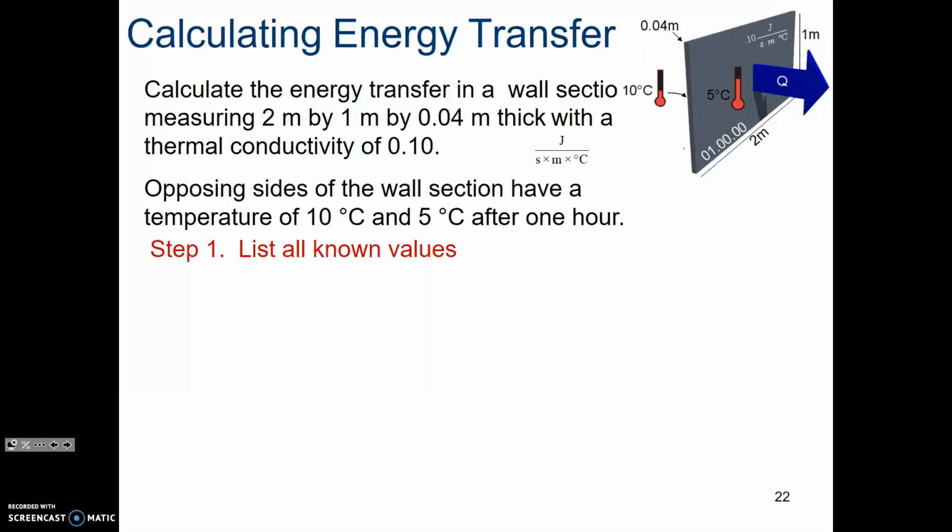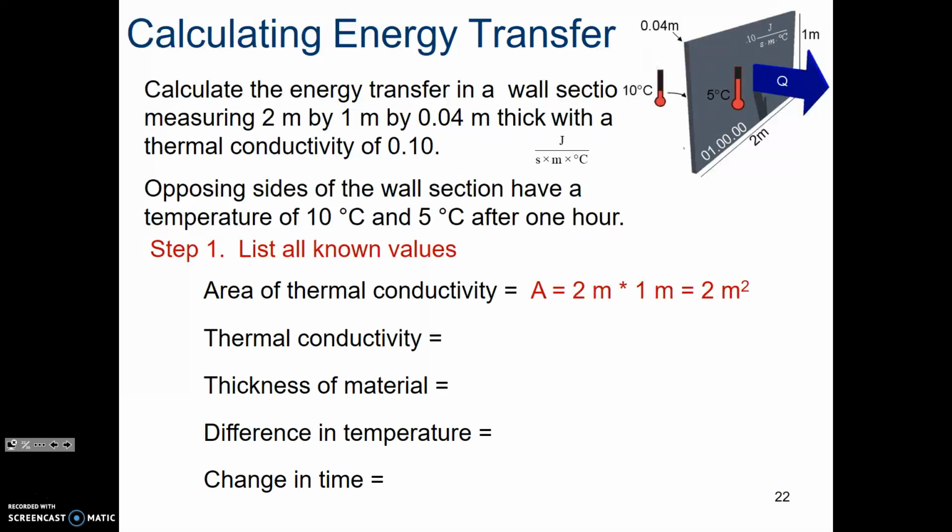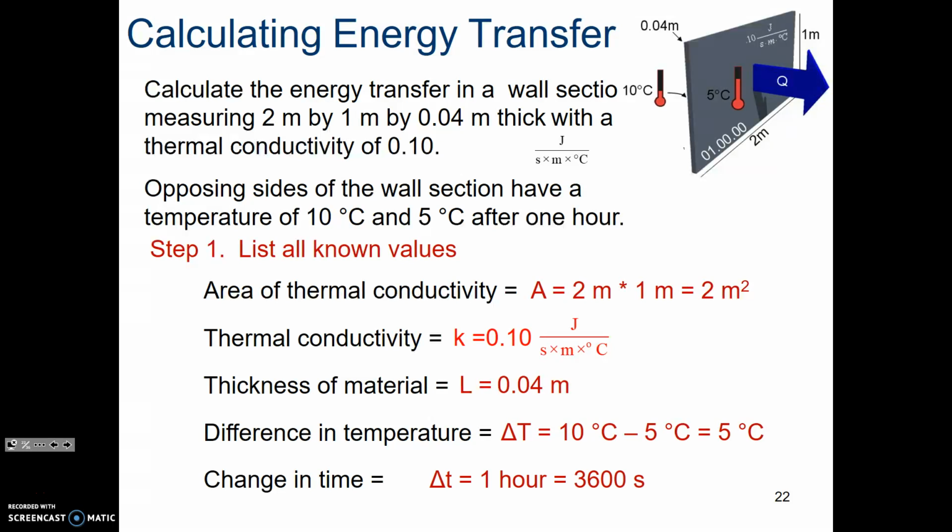So now we need to list all the knowns. We know the area, which is 2 times 1 is 2 meters squared. Thermal conductivity is already given to us in the problem at 0.1. The thickness of the material is only 4 centimeters or 0.04 meters, and the difference in temperature is 5 degrees, subtracting the 10 to 5. And the change in time is 1 hour, or converting that to seconds, 3,600 seconds.